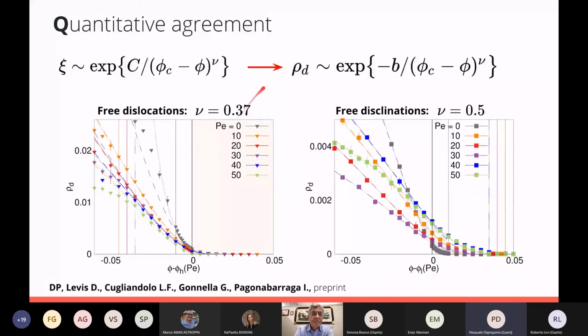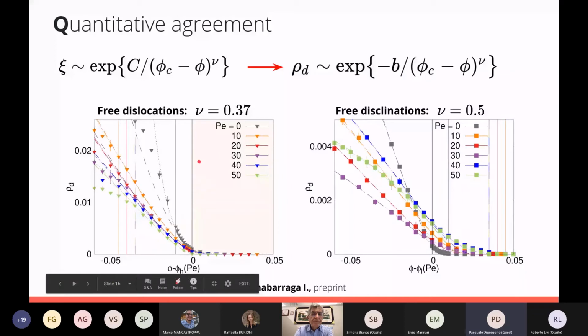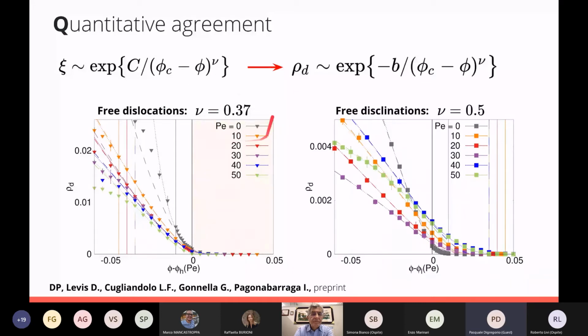So we basically compare our measure of the number of defects with these predictions coming from the theory, and we did it for both the solid-hexatic phase transition, using the expected exponent coming from the theory, which is 0.37, and the hexatic-liquid phase transition, where the exponent is 0.5. We found a generally good, strong agreement of our data with the behavior predicted by the theory.